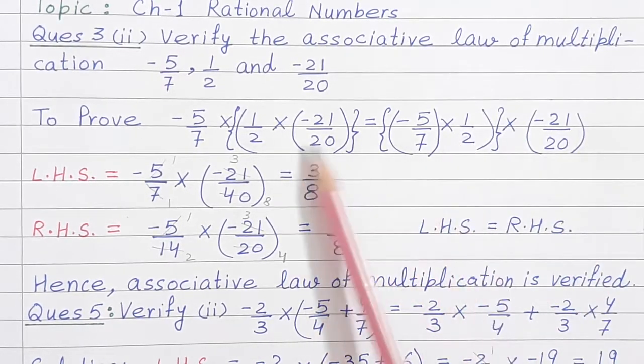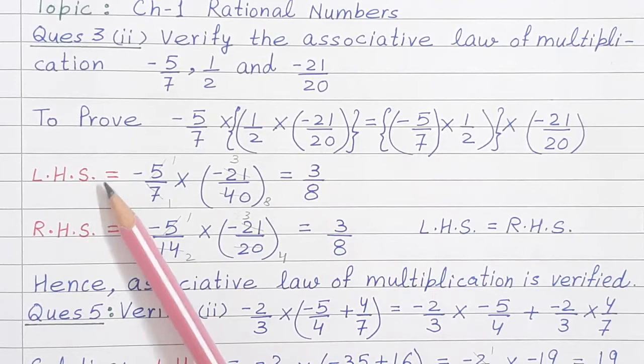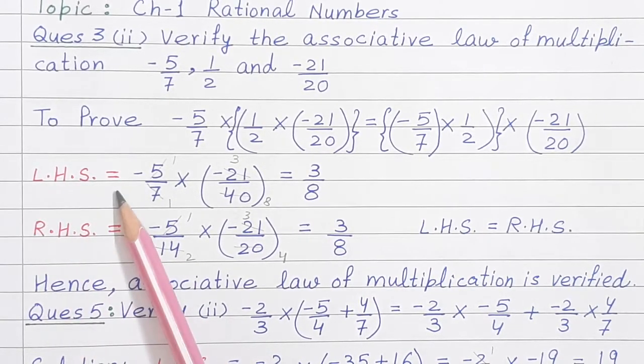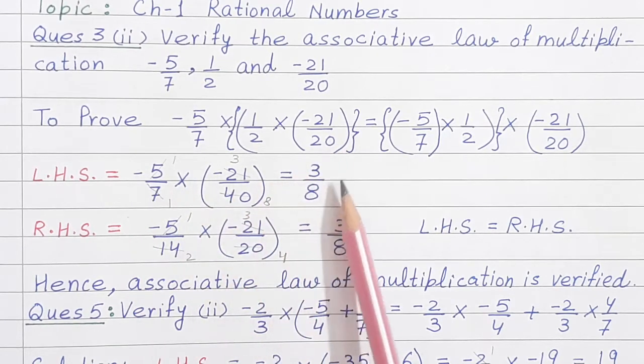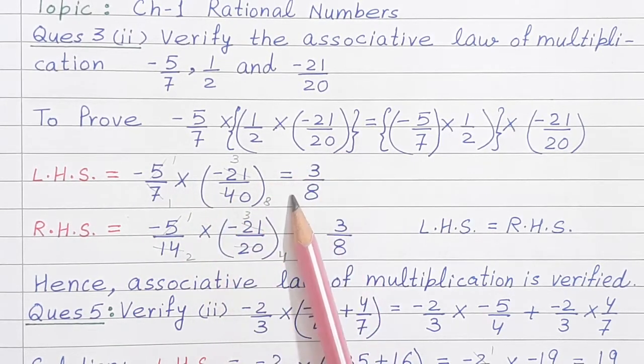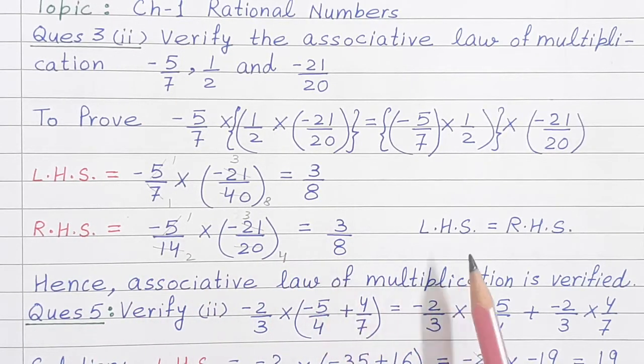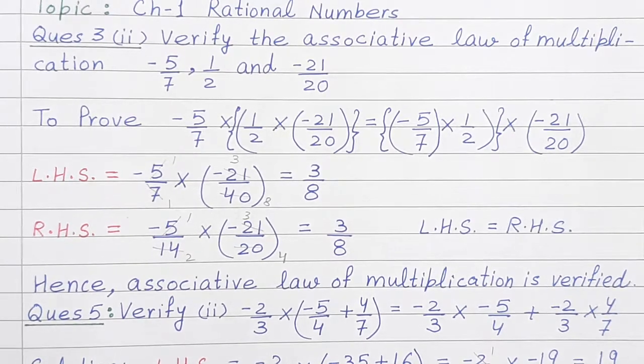Now students, here also we will solve right hand side and left hand side separately. Now left hand side is 3 upon 8 after solving. Similarly, after solving the right hand side, the answer is 3 upon 8. So LHS is equal to RHS. Hence, associative law of multiplication is verified. Is it clear to everyone now?